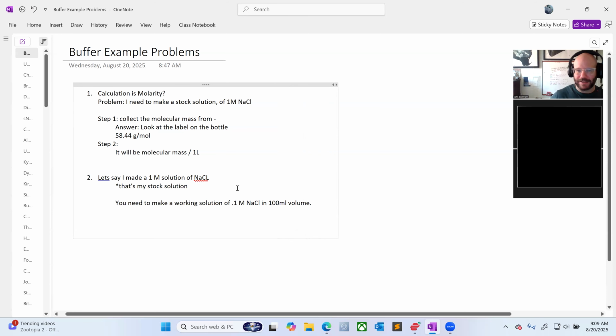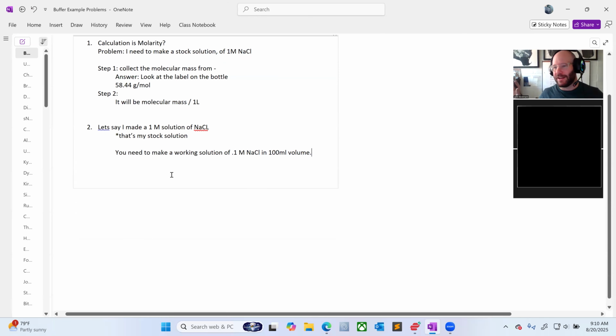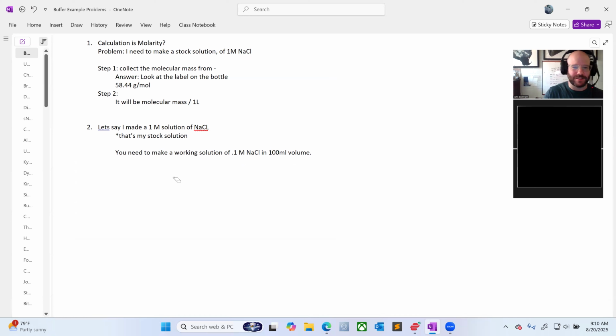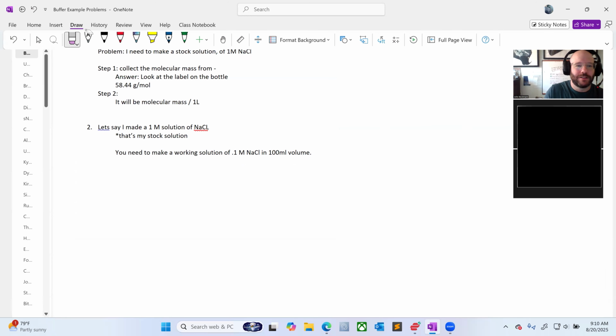Do you guys know how to do that? How to figure out or how to calculate that? I think I do talk about this in the lecture, but I didn't do an example, which is why we're doing this. So there is a formula. C1 V1 equals C2 V2. That's what you're going to be doing. And that's 99% of the calculations in molecular biology that you'll do.